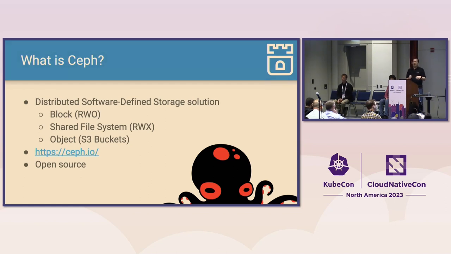And then if you need an object store, if you're not running in the cloud or don't have access to the cloud, you want your own cloud with object store, you've got access to S3 buckets locally with Ceph as well. More information on the Ceph website, ceph.io. And another thing we loved about Ceph was it's also purely open source and available for contributions.